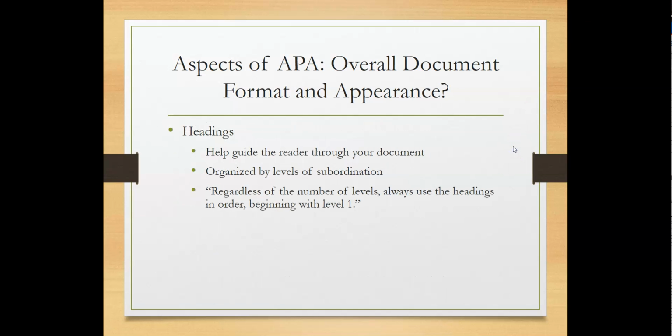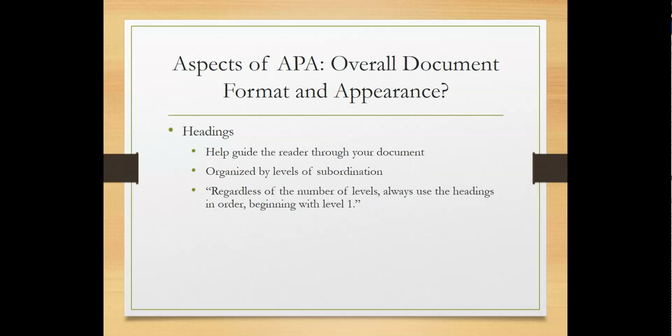Okay, another thing to keep in mind with overall format and appearance for APA 7 is headings. Headings are really nice because they help you group your ideas together and think about organization. It helps guide your reader throughout your document. They can know what you're addressing within your paper and how you're breaking it down, and when they're getting to a new topic or a new subtopic, depending on the complexity and length of your paper or assignment.